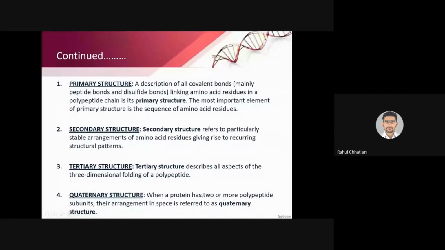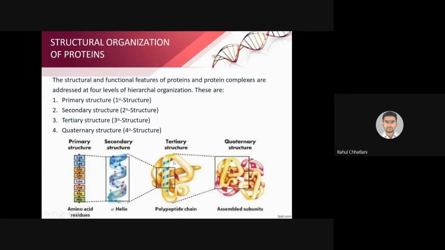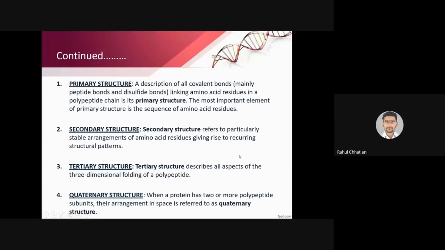And quaternary structure is when a protein has 2 or more polypeptide subunits. So these are the polypeptide units. Again, they will unite together and form a complete quaternary structure. Their arrangement in space is referred to as quaternary structure. It will always be a 3D model.